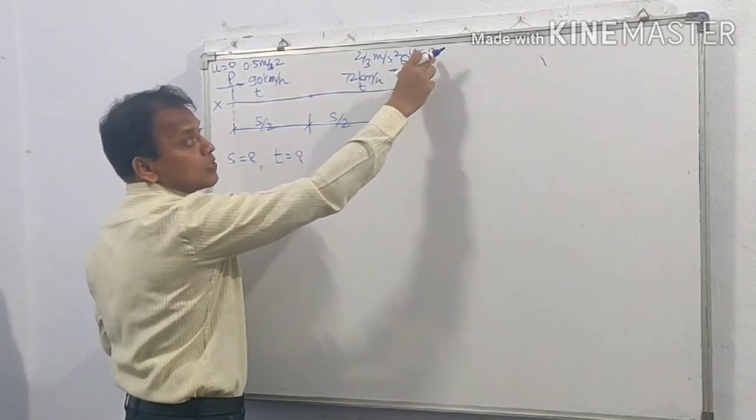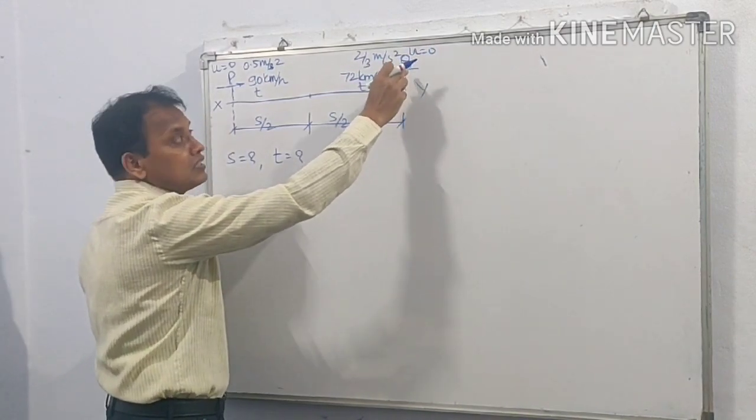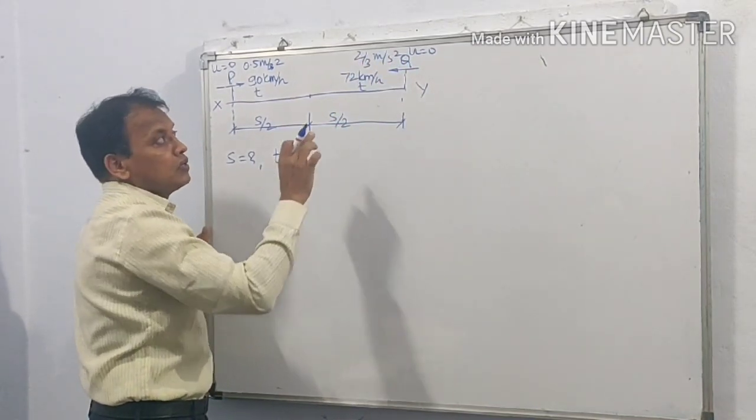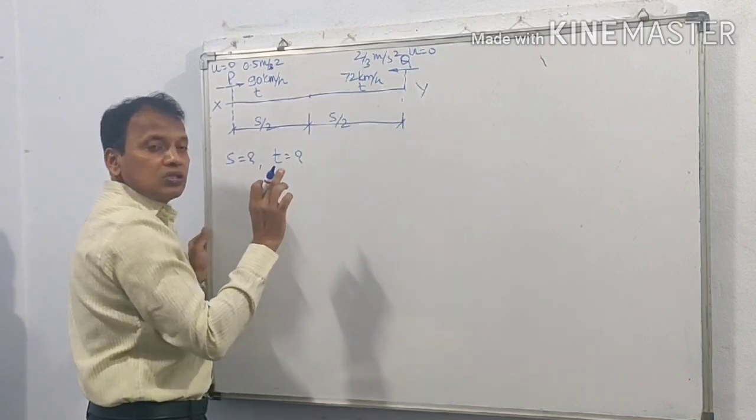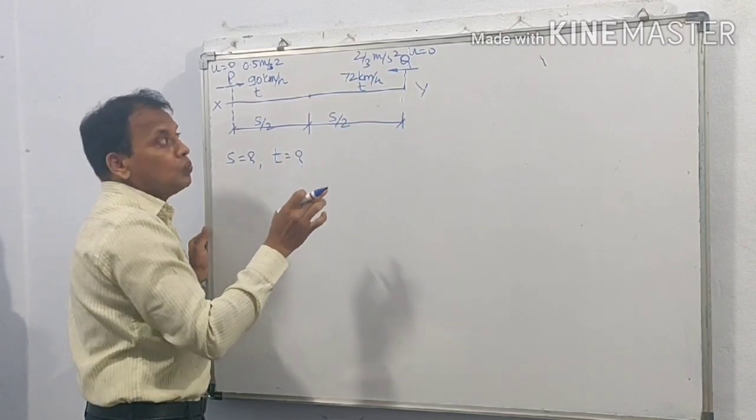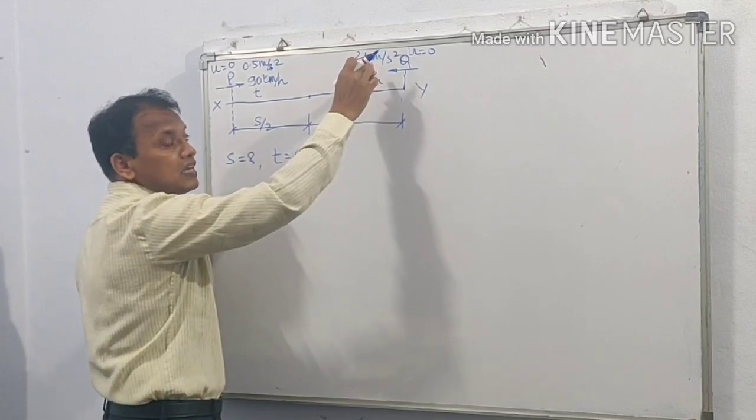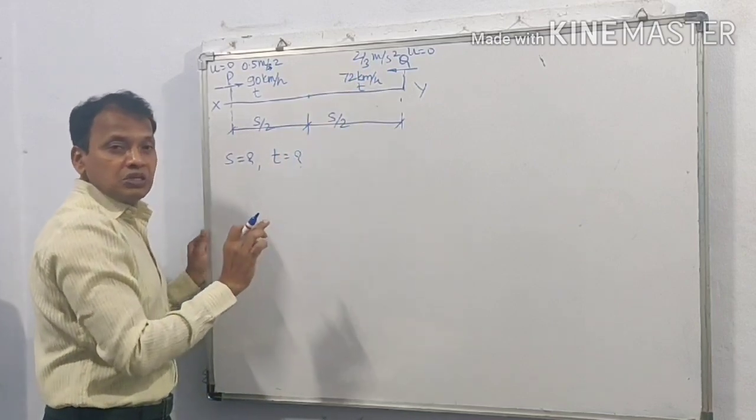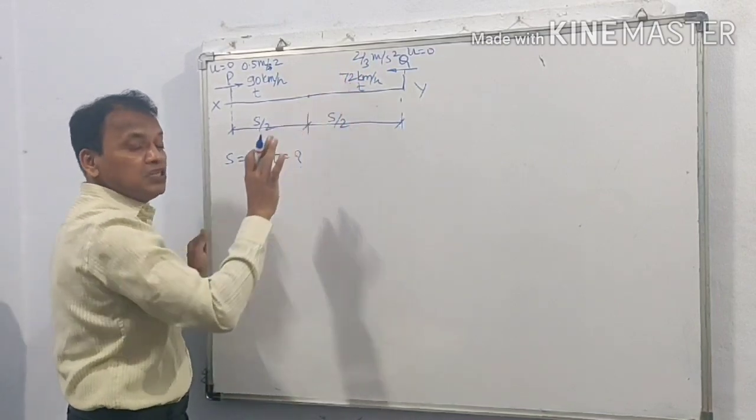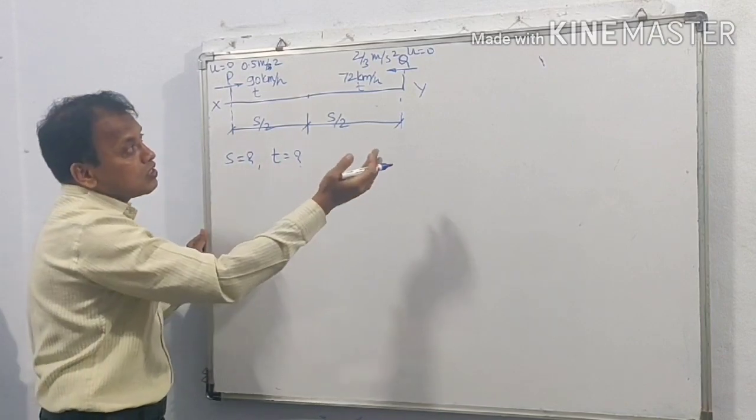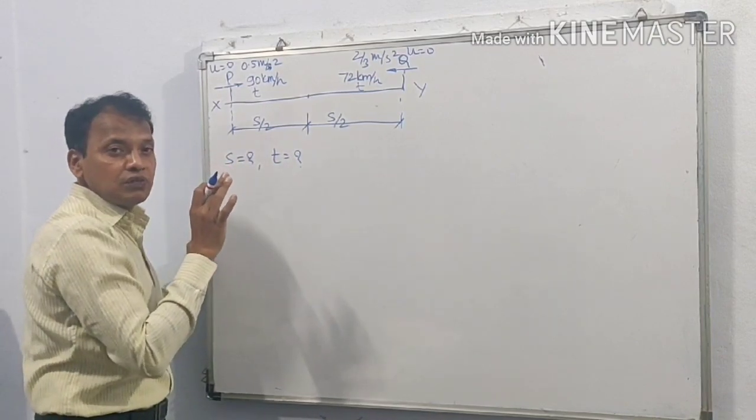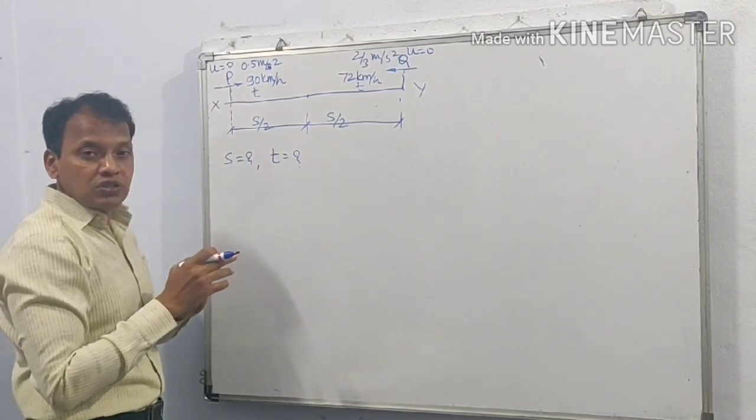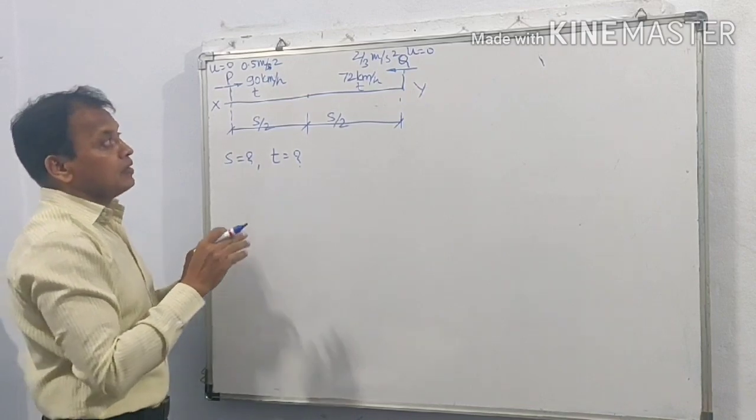Whereas train Q, which is also starting from rest, is accelerated with acceleration 2/3 meter per second square. It attains velocity of 72 km per hour. When it is accelerated with this acceleration 2/3 meter per second square and attains speed 72 km per hour, that speed is kept constant. Now this train is also moving with constant velocity of 72 km per hour. Train P is moving with constant velocity of 90 km per hour.